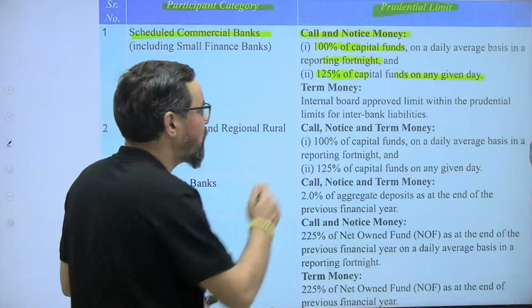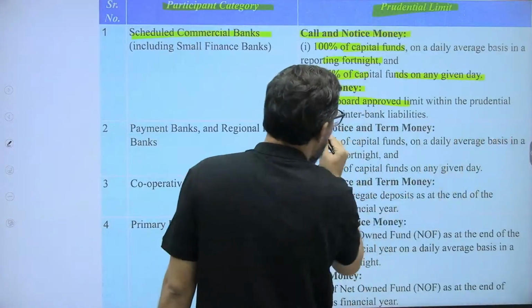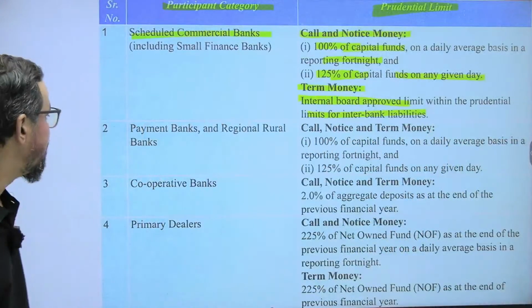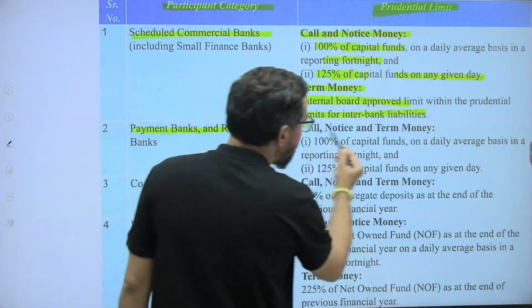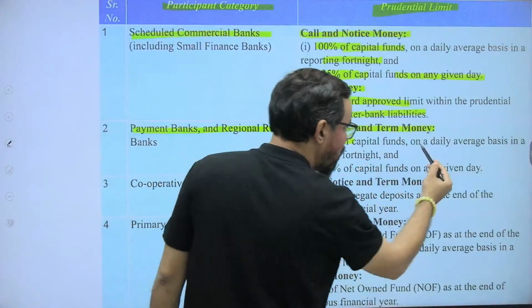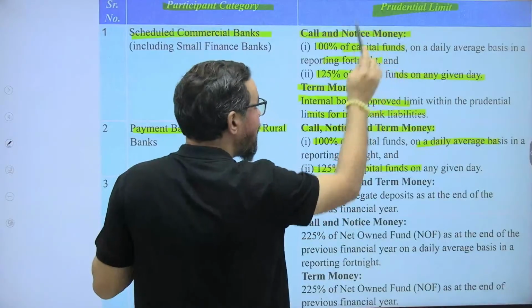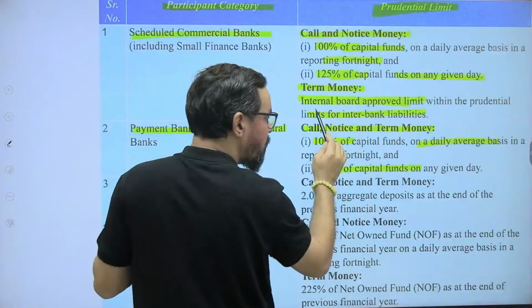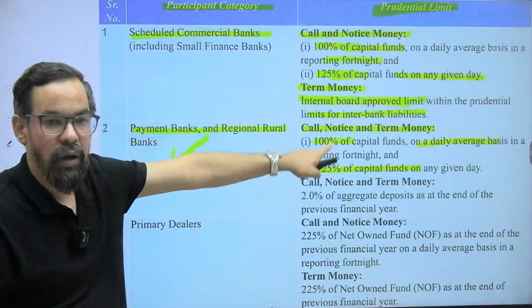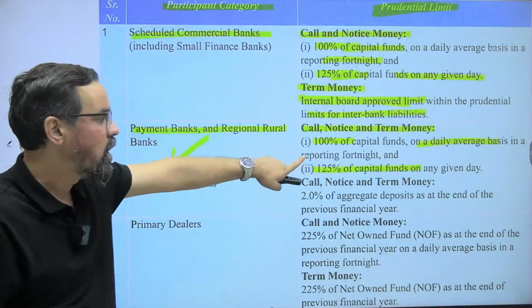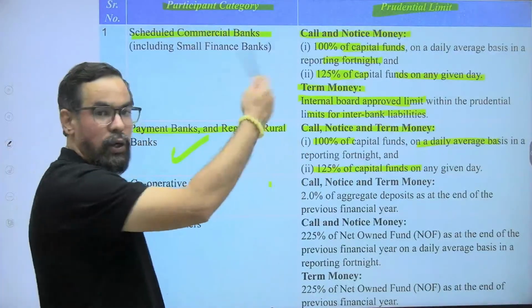In case of term money, internal board approval limits are required within the prudential limits for interbank liabilities. For payment banks and regional rural banks, call, notice and term money is 100% of capital funds on a daily average basis over the reporting fortnight, and 125% on a given day. It includes call and notice, and term money is as per the board approval policy. It cannot go beyond 125% on a given day.